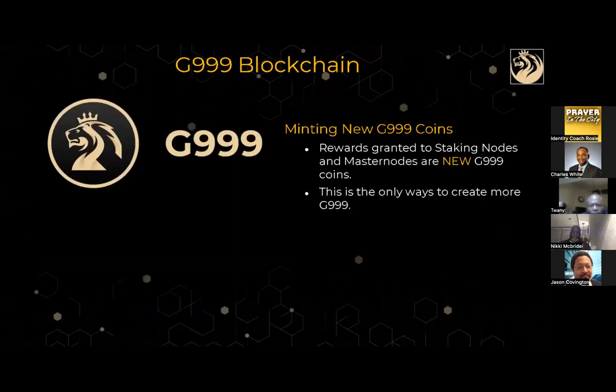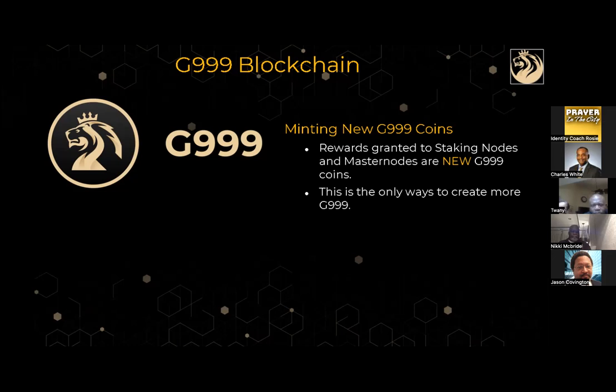Now, when I say these rewards are granted, the 2.5% and 7.5%, these are granted to both staking nodes and master nodes in the form of newly minted G999 coins. These are coins that are created by the blockchain from scratch. So you're basically creating money because of your helping of our blockchain. This is the only way to create more G999 coins.